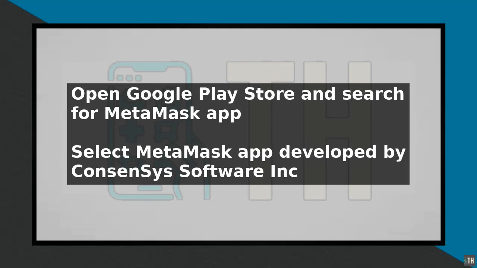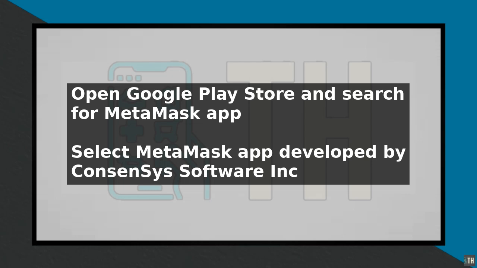To download MetaMask on Android, start by opening the Google Play Store on your device. Type MetaMask in the search bar and select the MetaMask app from the search results. Ensure the app is developed by Consensus Software Inc. to verify its authenticity. Click the Install button to begin the download process.